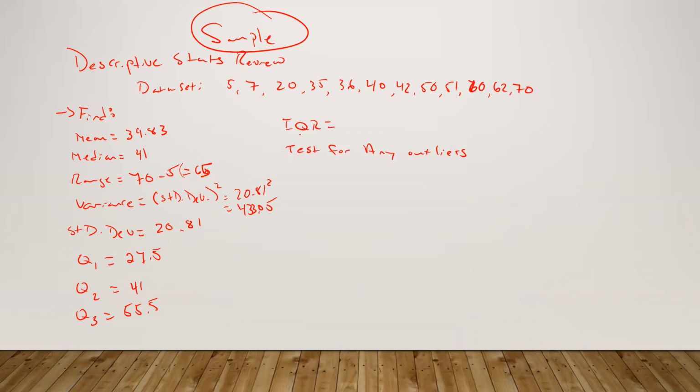Does anybody remember the formula for the IQR? Q3 minus Q1. Yep, so you would just take 55.5 minus 27.5. And oh my God, I'm so bad at math. Can anybody help me out with that real quick? I'm lazy, I don't want to turn my calculator on. Thank you.